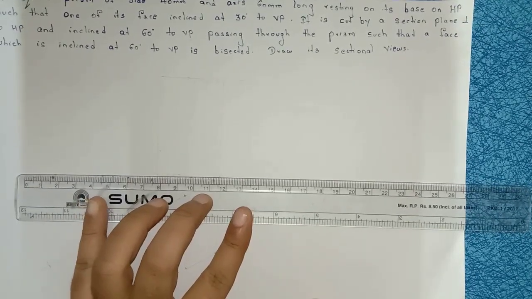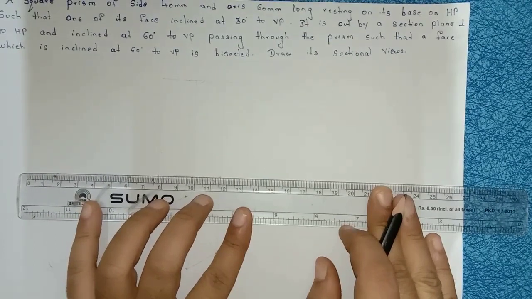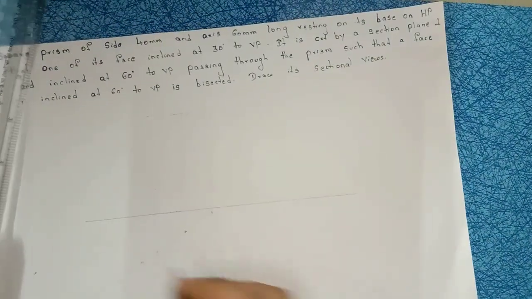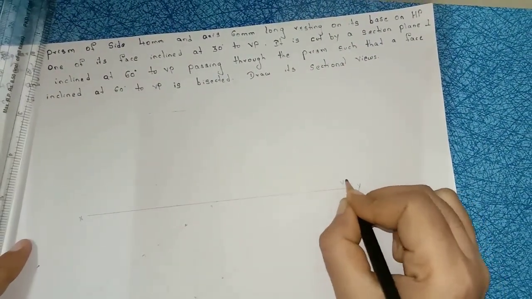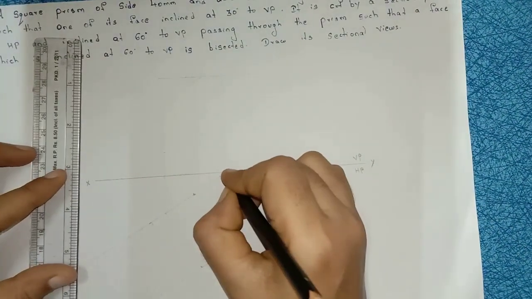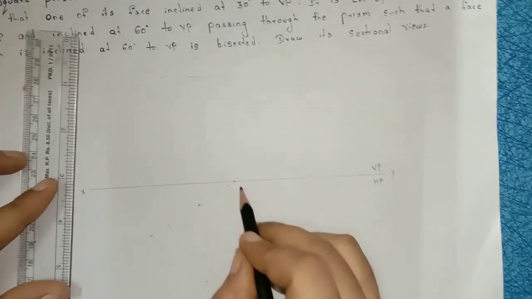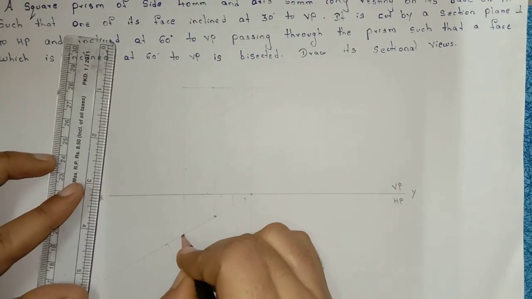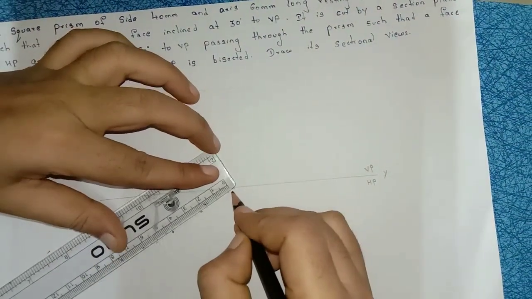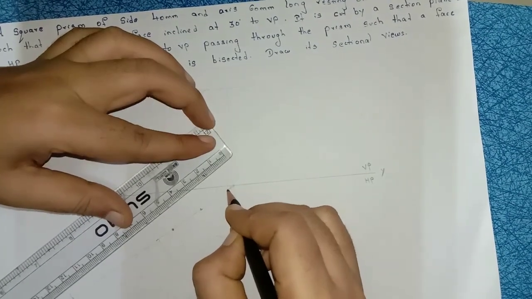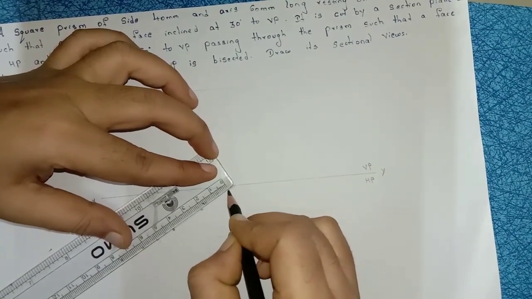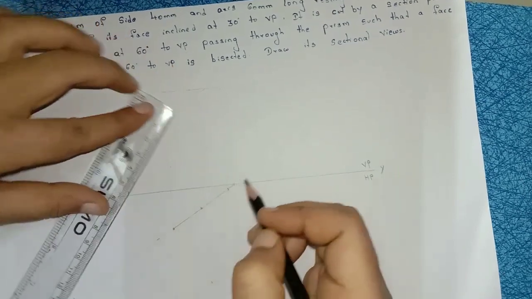First, draw the reference line of any length. Name it as XY, vertical plane and horizontal plane. Right, now mark any point on the reference line. Keep your protractor here. Mark 30 degrees. Right, just leave a 5 mm gap. Now from here, draw a square which is equal to 40 mm.